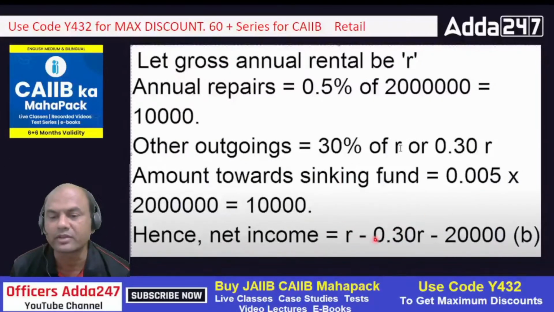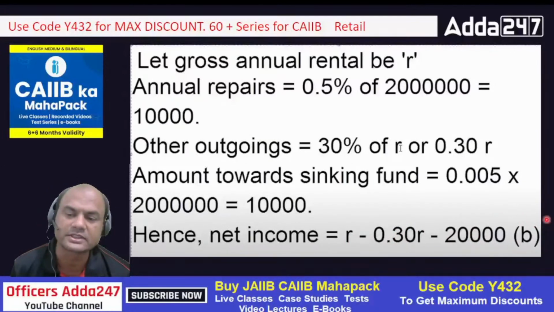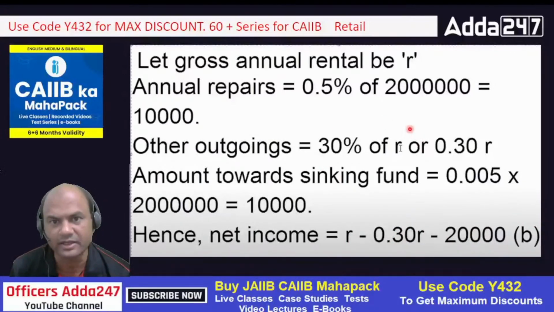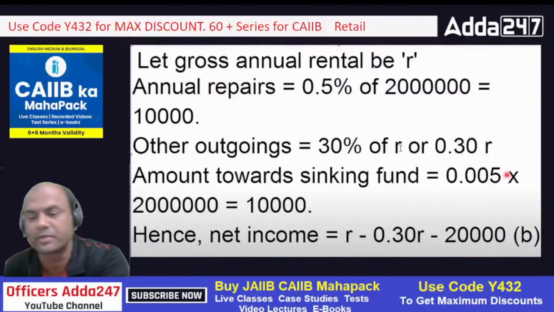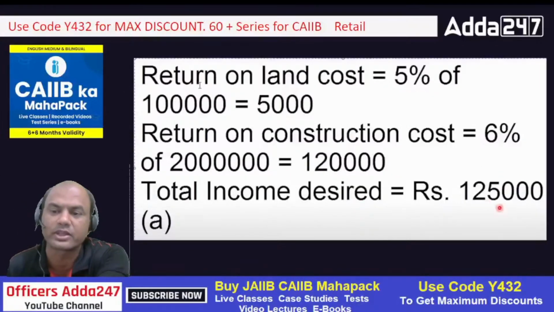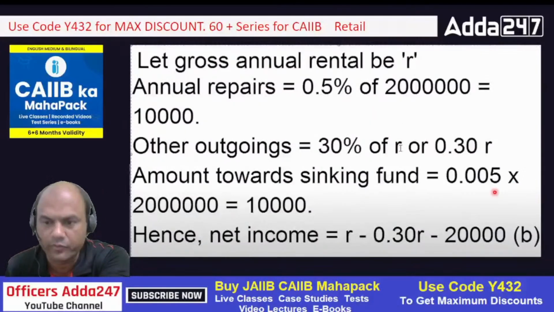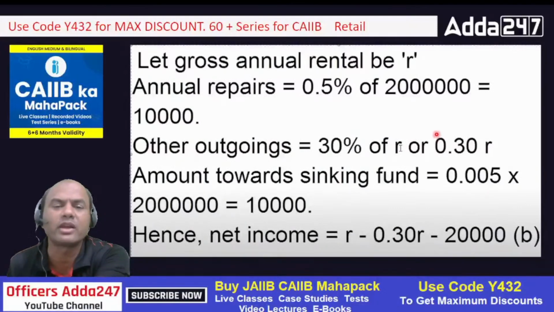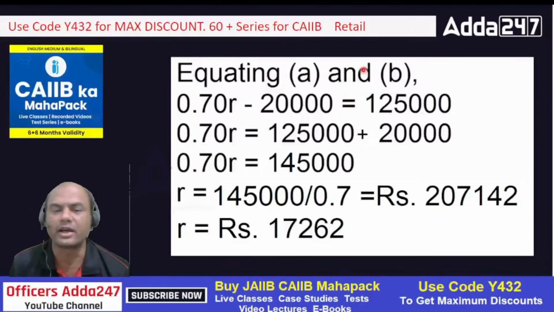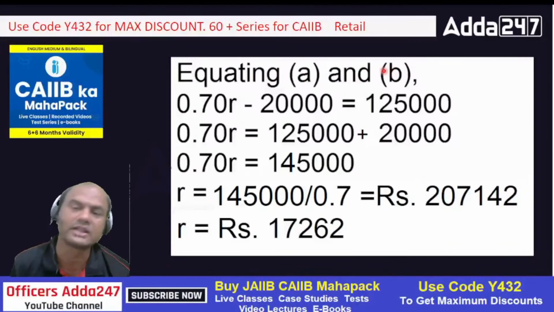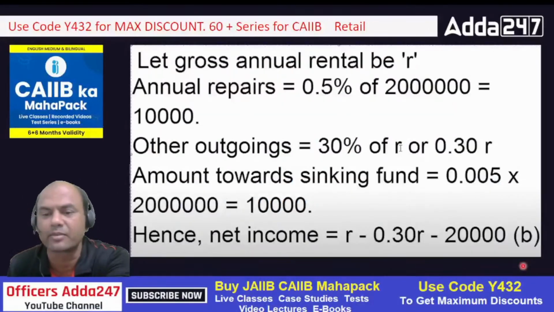Whatever is coming in minus whatever is going out. Let's call this B. See, this is my defense, right? This is my source of income, and that is my target, right? This is my target, 1,25,000 annual. Clear? Now attack is clear, defense is clear. So what do we do now? Equate A and B. Attack equals defense. So let's equate this. R minus 0.3 R becomes 0.7 R, right?